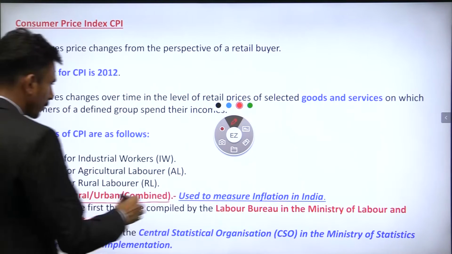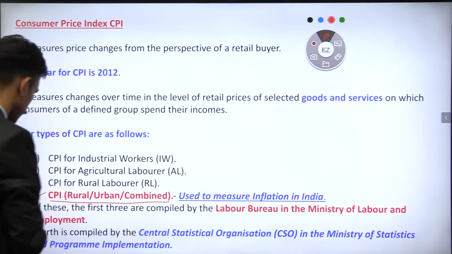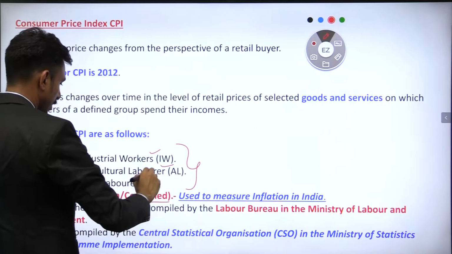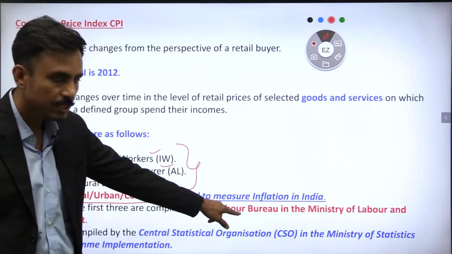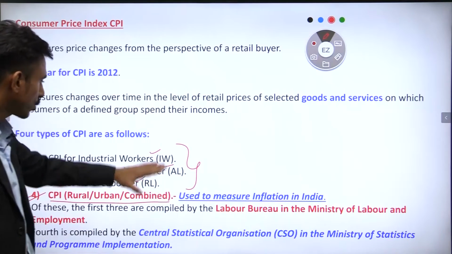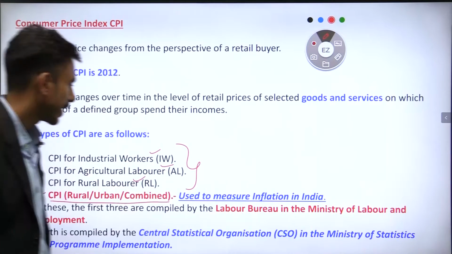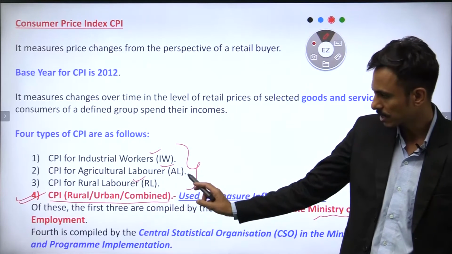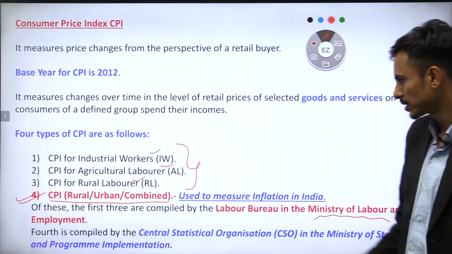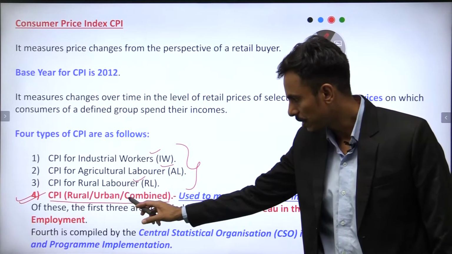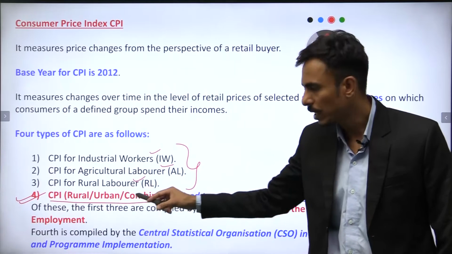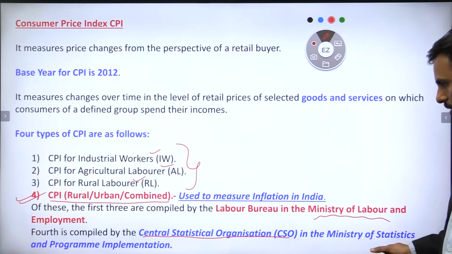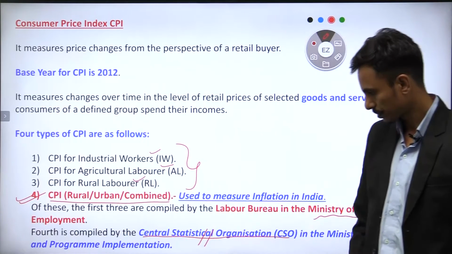right? If I talk about the above 3 measures, that is industrial workers, agricultural labor, and rural labor, it is the Labour Bureau in the Ministry of Labor and Employment which compiles the data of IW, AL, and RL. I repeat, it is the Ministry of Labor and Employment which compiles the data of industrial workers, agricultural labor, and rural labor, whereas it is the Ministry of Statistics and Program Implementation which compiles the data for CPI rural-urban combined, right? So there is an organization, an agency under the Ministry of Statistics, MOSPI, called the CSO, right?